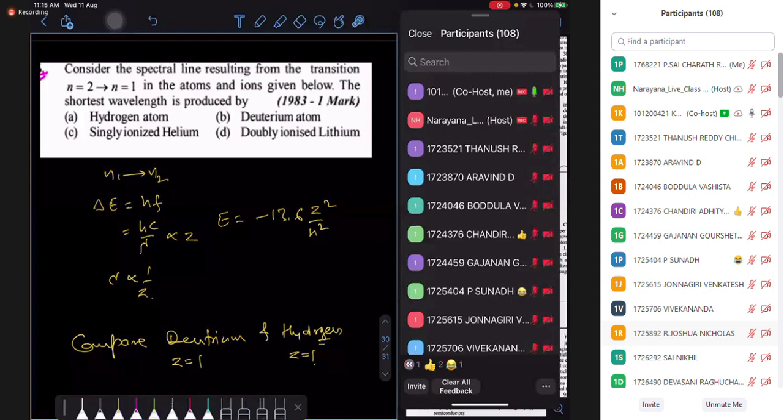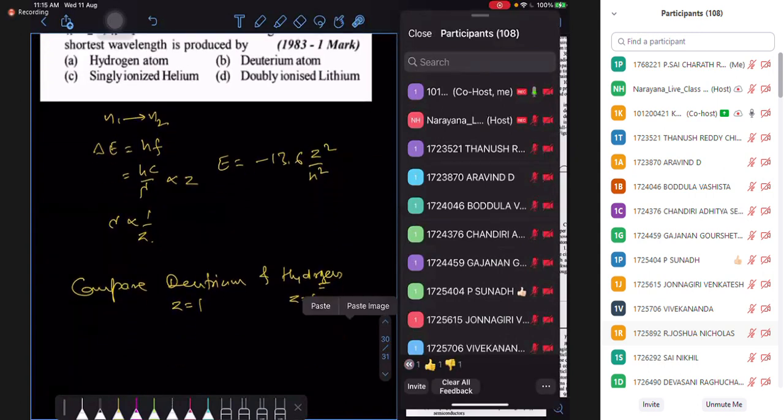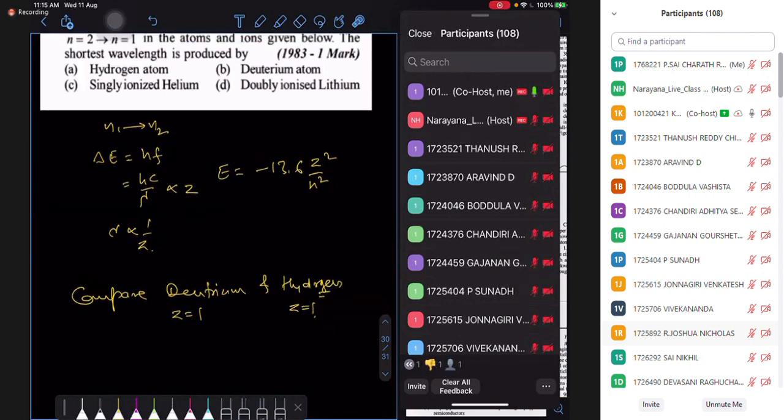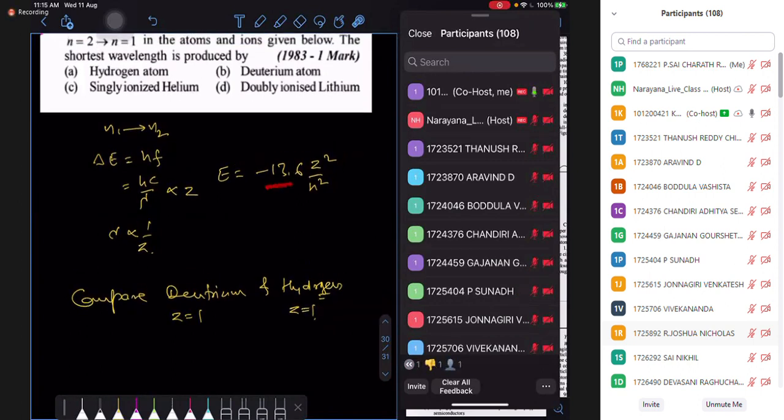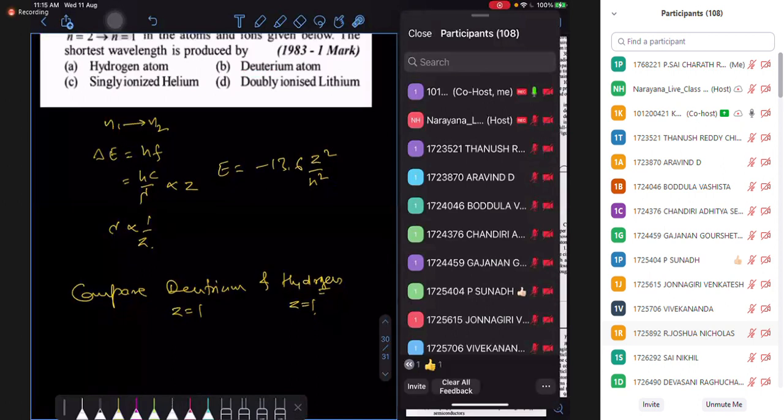There is a difference in the wavelengths. Why is the difference coming? Here you need to understand: this formula 13.6 Z squared by n squared is for our basic atoms, which are not isotopes. Deuterium is the isotope of hydrogen. I'm sure you have an idea here, no? So what is the difference between hydrogen and deuterium?